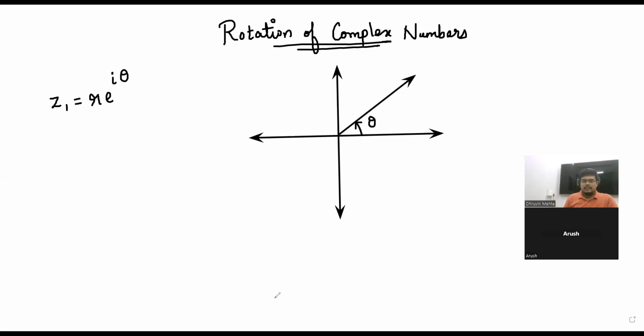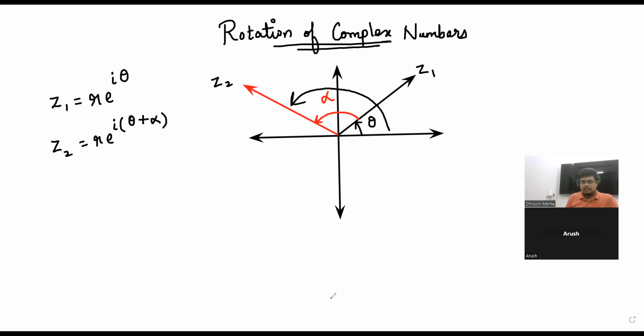Yes, sir. Okay, now let's say this complex number, the original complex number, is rotated by some angle alpha, for example, like this. This is alpha. So let's see what happens, Arush. If the original complex number is z1 and this is z2, do you realize z2 will be r e raised to i (theta plus alpha)? Because for z2 the entire angle is theta plus alpha.